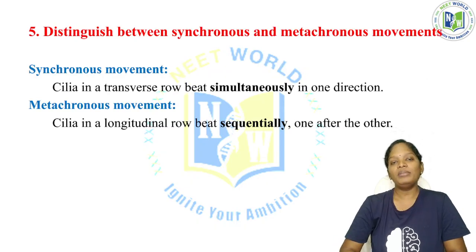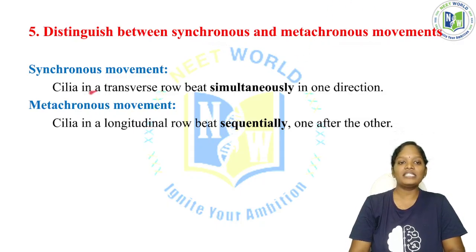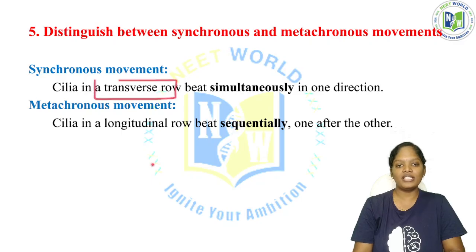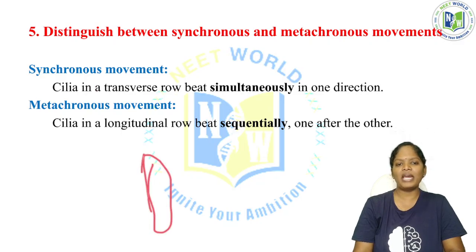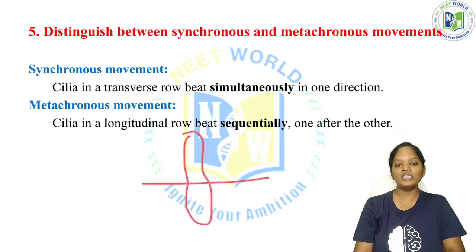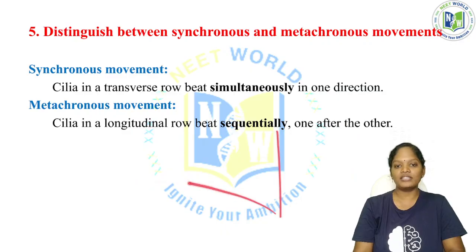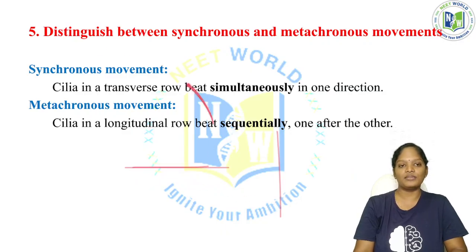Okay, now what are the differences between synchronous and metachronous movement? See, synchronous movement means the cilia occur in a transverse row. Say for an example, consider this is an organism, Paramecium. This Paramecium has cilia covering its entire body. This is a transverse movement, and this is a longitudinal movement. Okay, so there is a difference. Longitudinal movement is this, transverse movement is across the organism. That is what the cilia are doing. They have both synchronous movement as well as metachronous movement.